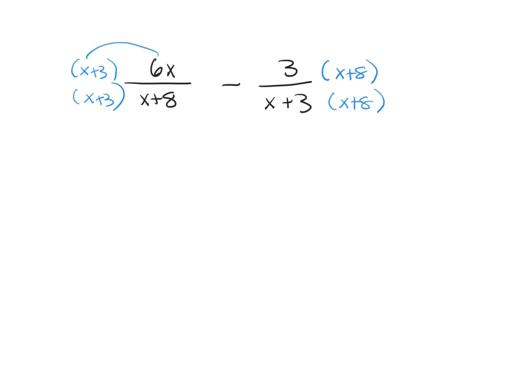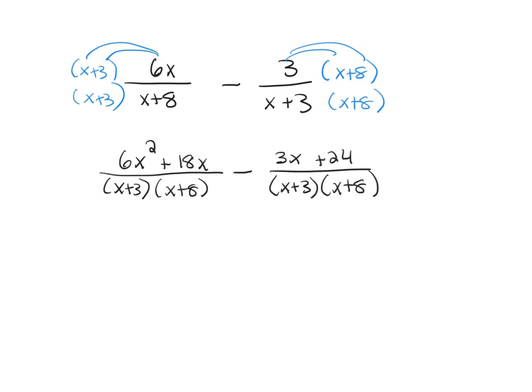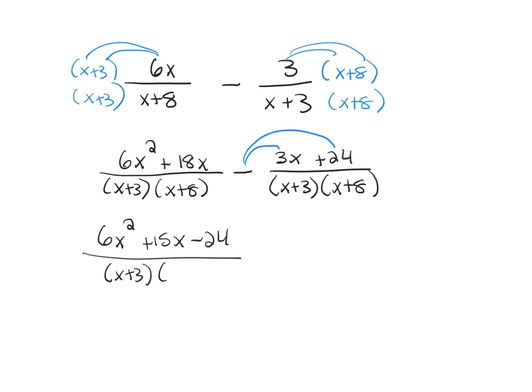And then what I'll need to do is simplify before I can combine the numerators. So now I can subtract those numerators, but be careful with that subtraction sign. It's a -3x and a -24. So it will simplify to 6x squared plus 15x minus 24 all over x plus 3, x plus 8.